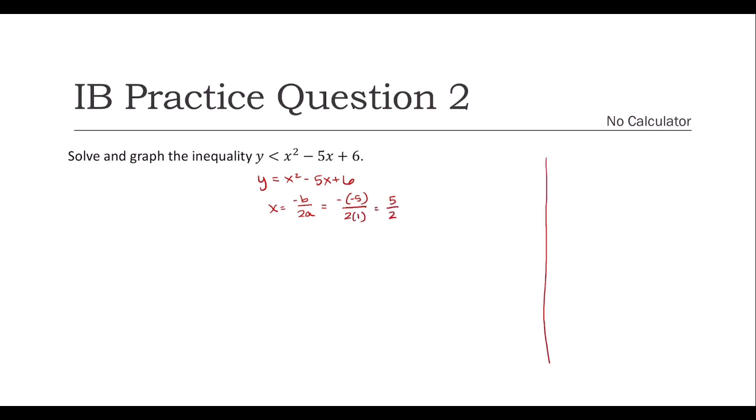So on our graph, we'll have 1, 2, 3, 4, 5. So 5 halves is our line of symmetry, so that's 2.5. So here we have our line of symmetry.